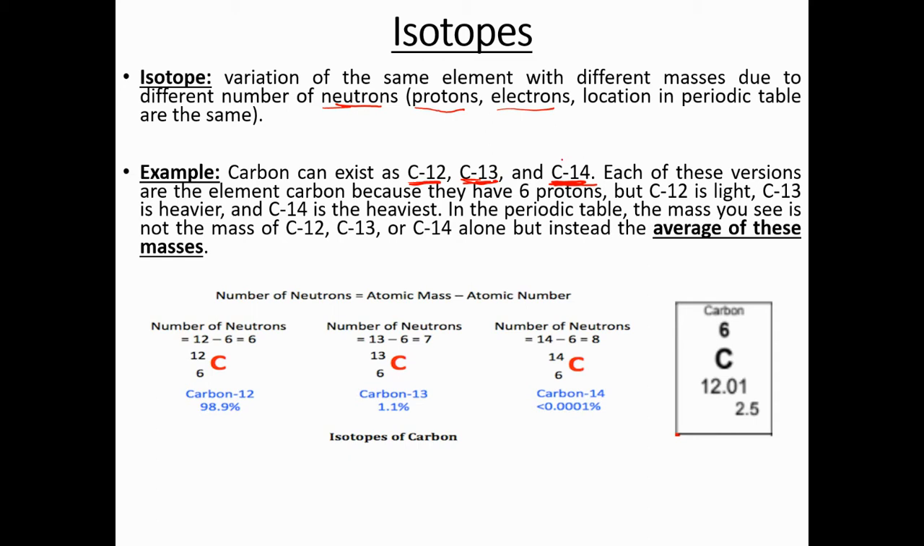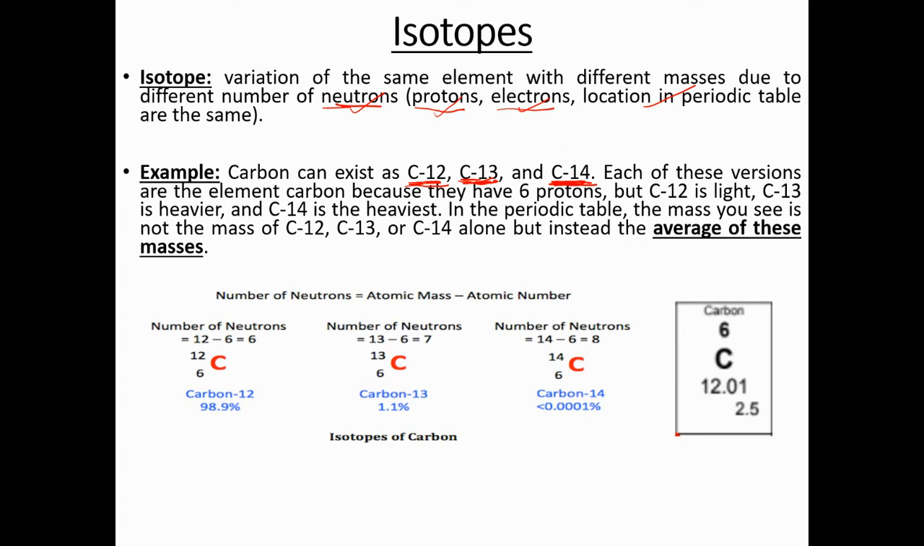They're all carbon, so that means they have 6 protons, 6 electrons, and they're found in the same location on the periodic table, but their masses are different. And their masses are different because they have different numbers of neutrons. So these are the isotopes of carbon.